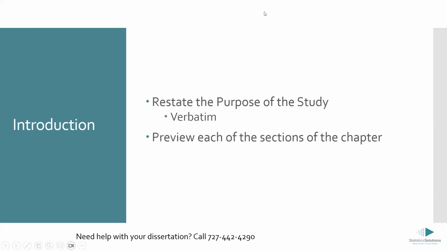So, the introduction. You've got 2 big goals here. You need to restate the purpose of the study, like you put it in chapter 1, and it needs to be verbatim. You need to say exactly what you said using the exact same words as you have said in chapter 1 and probably in chapter 2 as well. Yes, this will get repetitive, but again, that is the nature of academic writing.